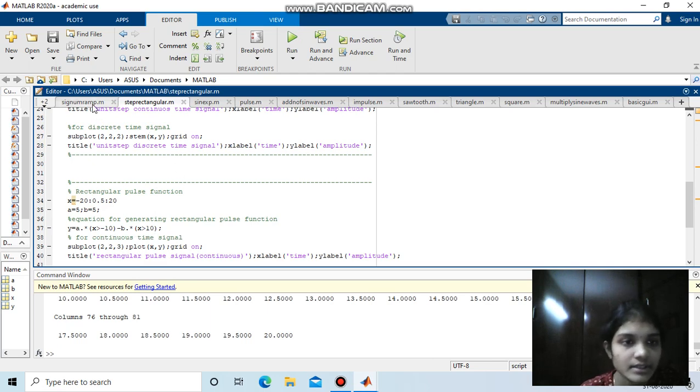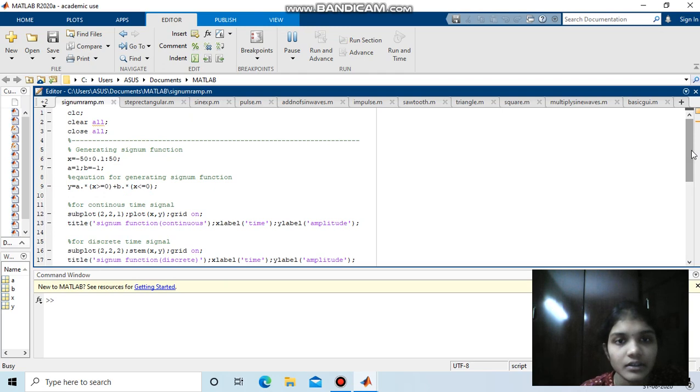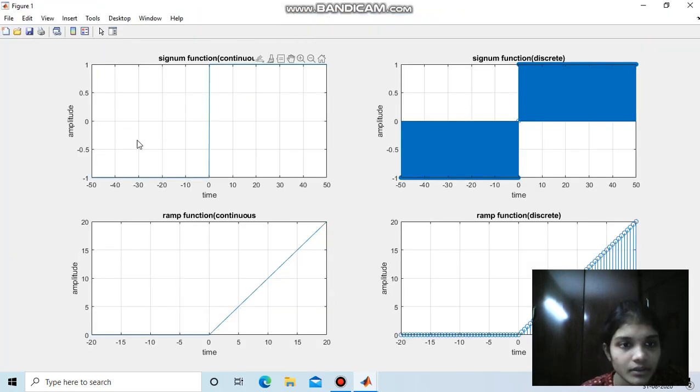Now let us see signum and ramp functions. First of all, signum and ramp functions look like this. This is the signum function. It is minus 1 for x less than 0, it is 1 if x is positive, and it is 0 if x is 0. And for the ramp function, if x is negative, it is 0, and if x is positive, it is that number, that is y is equal to x.